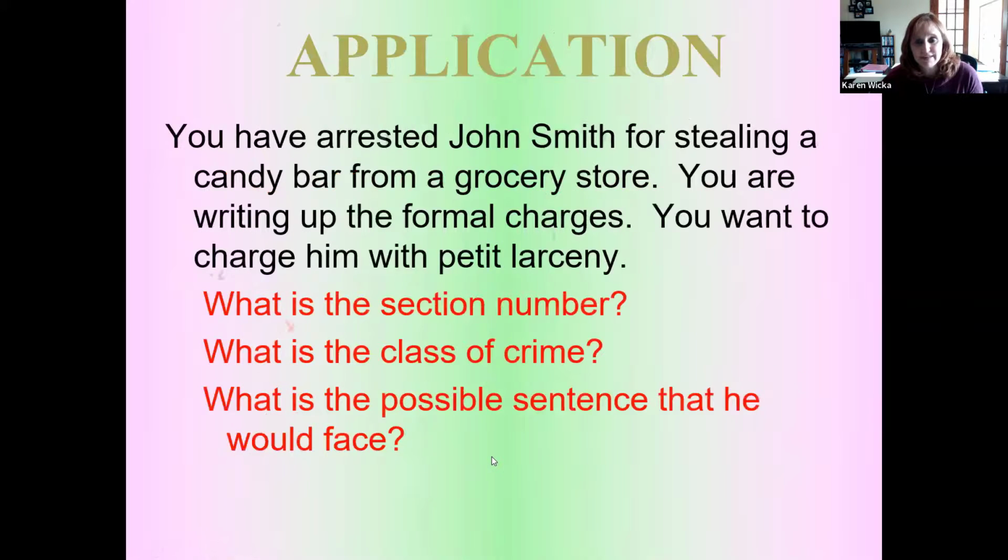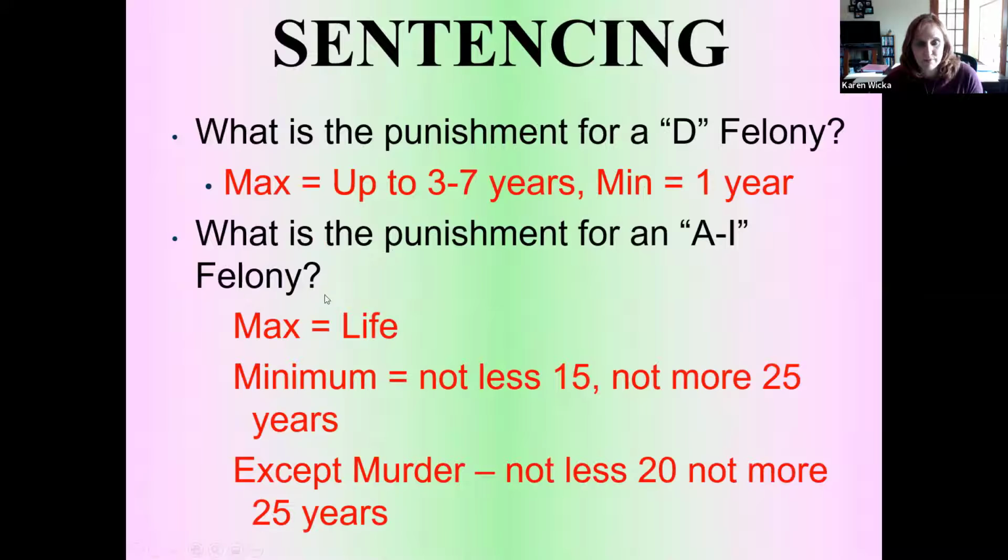So this is how the A1 would be. Your max is life, and now your minimum is not less than 15 or more than 25, except for murder, and then that says it's 20 to 25. So if it's an A1, it's 15 to 25 to life. If it's murder, it's 20 to 25 to life. So A1s and A2s are the only ones that are going to have a range for the minimum. Otherwise, the range is always going to occur at the maximum.